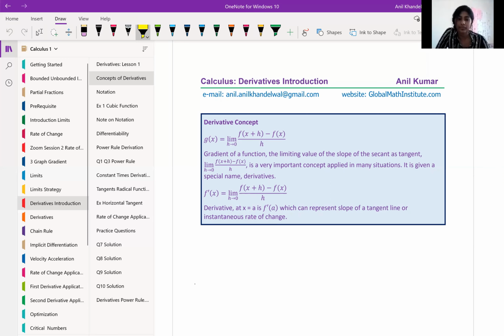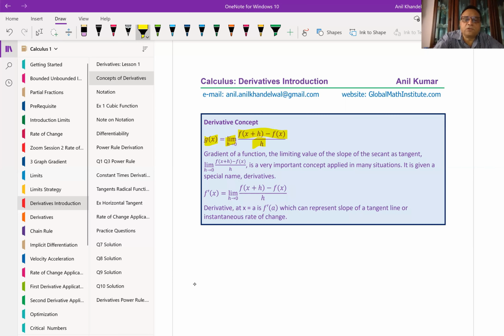Now, to begin with the concept itself, we know that the gradient g of x was defined as the limit of f of x plus h minus f of x over h, where h is approaching 0. We got this expression by bringing the 2 points very, very close so that the slope of the secant line matches that of the tangent line, right? And that is how we define a gradient. Now, the same definition applies to most of the rate of change questions, and it is so popular that we are giving it a different name, which is called derivative.